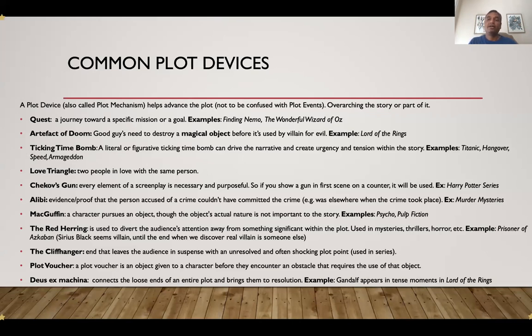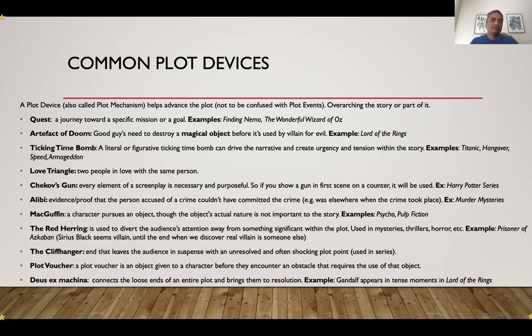So in a way, plot device comes before the plot, but I wanted to talk about plot before plot devices here, right? So plot device helps you advance the plot, but it is generally across the plot, right? It's not about event to event what you're doing. It can be overarching your story or the plot, or it can be part of it, right? It can be overarching the full story or just part of the story. So let's talk about them and you will understand that more.